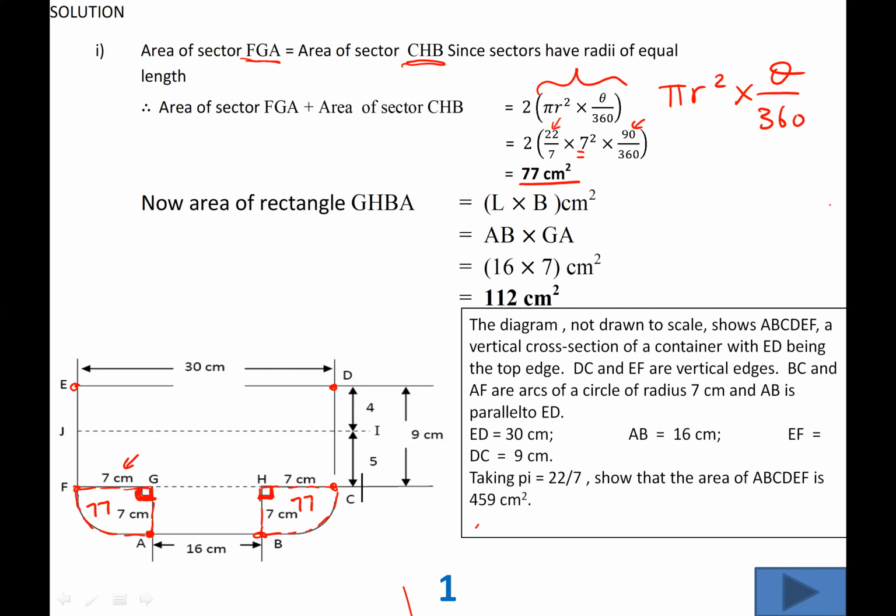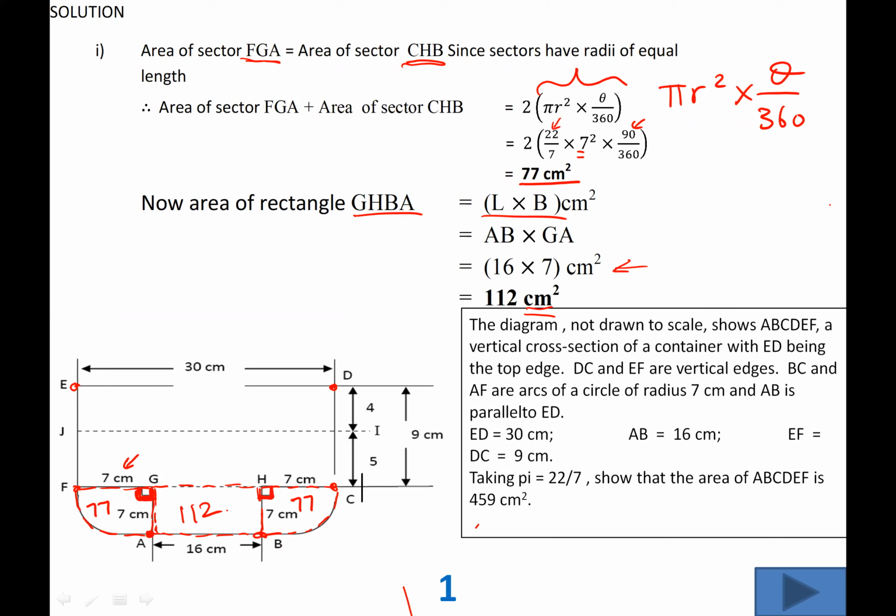Now, the next part we are going to calculate in order to get the total area A, B, C, D, E, F, we're going to look at the area of the rectangle GHBA. So where's GHBA? GHBA is going to be, I'm highlighting it here now, GHB going back to A. So GHBA is going to be the rectangle right down in the center at the bottom. And the area of a rectangle is length by breadth or length by width. In this case, it will be AB 16 centimeters by GA 7 centimeters. 16 by 7 is going to give us 112. Look at the unit, centimeters squared. So this area is going to be 112.